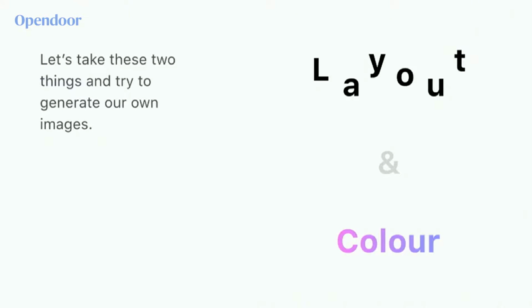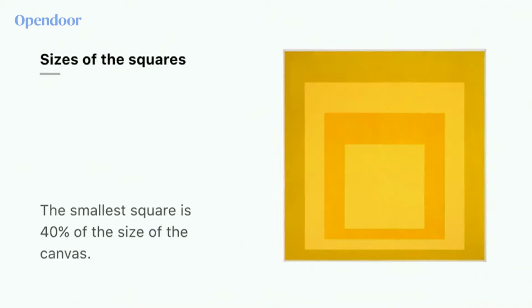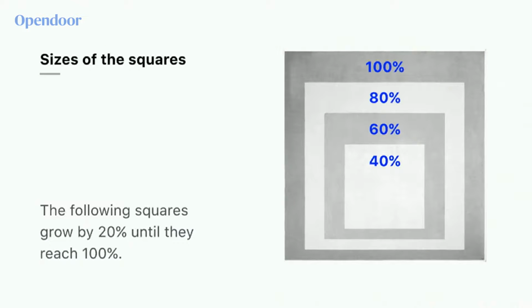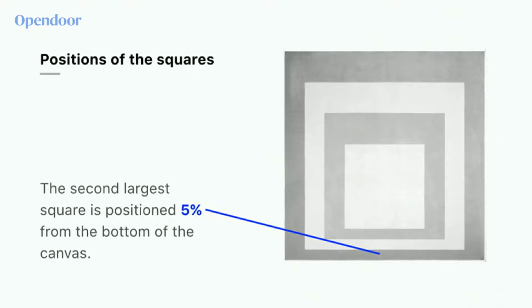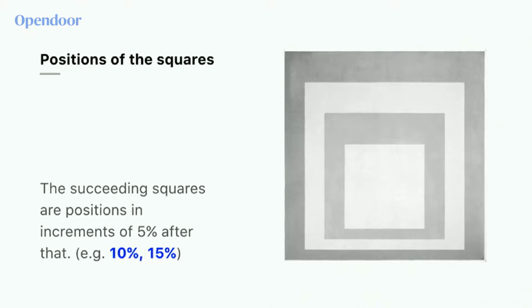So let's take these 2 things about composition and color and break them down into our own further principles to create our own images out of them. Let's start with something easy, the size of the squares. The first square that you see in the center here is around 40% the size of the canvas. And the following squares go up in increments of around 20% until they grow to the full size. The second largest square is around 5% from the bottom of the canvas, and the succeeding squares are moved up in increments of 5%.